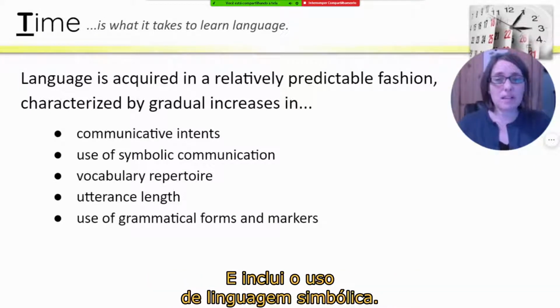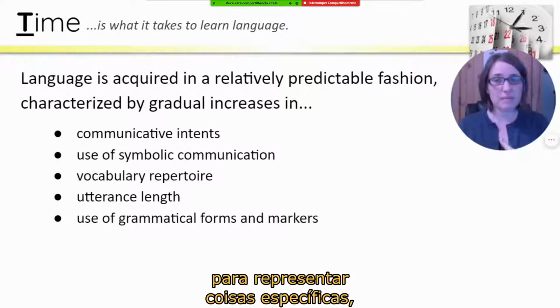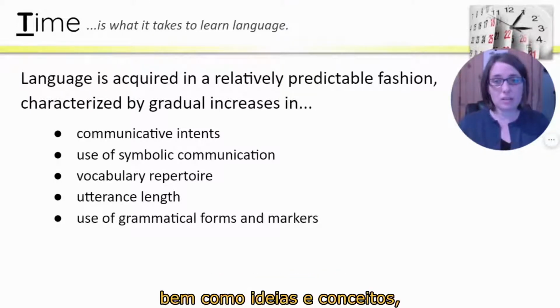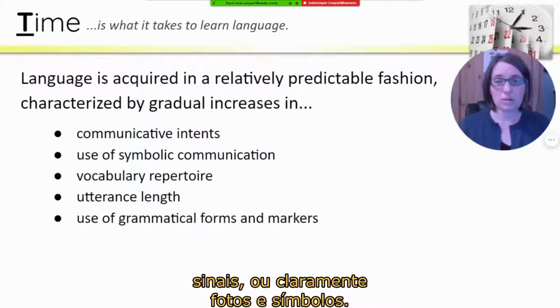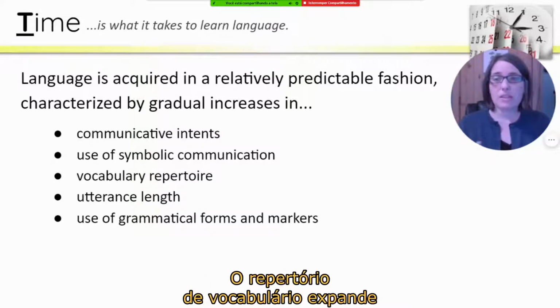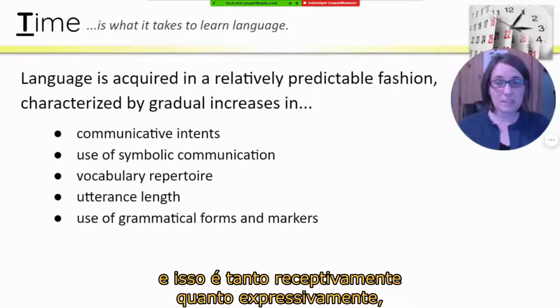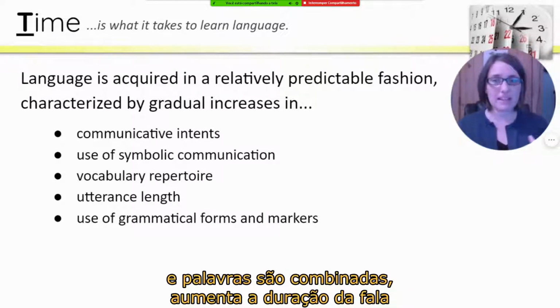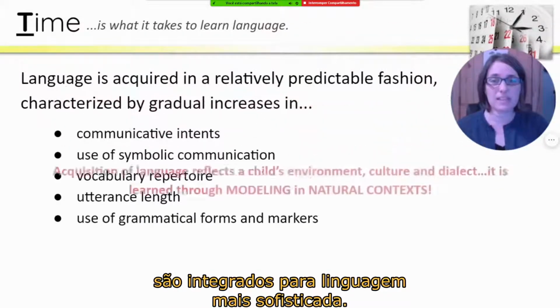It includes use of symbolic language. So symbolic language is the use of concrete symbols to represent specific things, also ideas and concepts. It includes words, either spoken or written, signs, or clearly pictures and symbols. Their vocabulary repertoire expands, and this is both receptively and expressively. And then words are combined, and in increasing lengths, the length of utterance increases, and ultimately grammatical forms and grammatical markers are integrated for more sophisticated language.